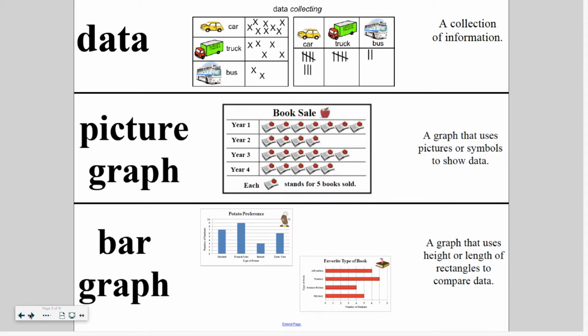So I'll give you a minute to read over our vocabulary since this is not the first time we're seeing it. You can pause now and read the vocabulary to yourself. So we have data and then 2 types of graphs that we've learned so far.